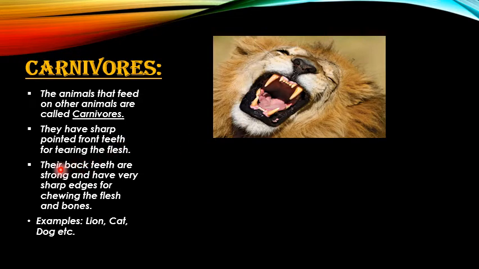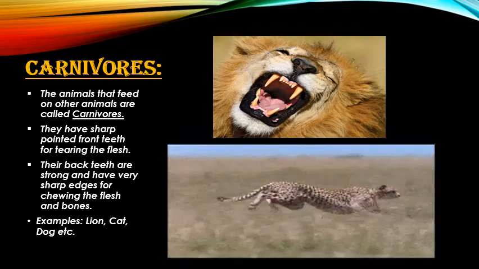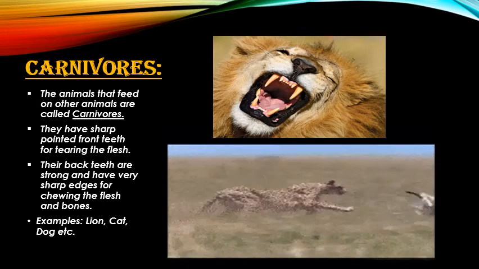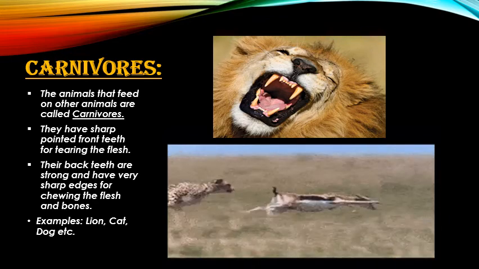If we talk about the back teeth of carnivorous animals, you can see that they are strong and have very sharp edges for chewing the bones or flesh. Their back teeth are also sharp. The best examples are lion, cat, dog, tiger, cheetah and all.